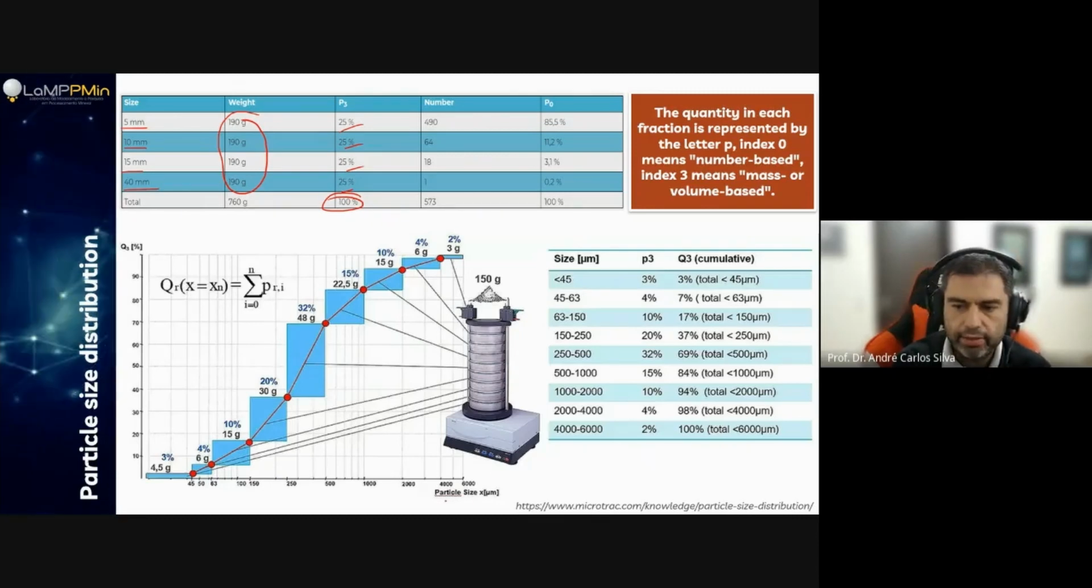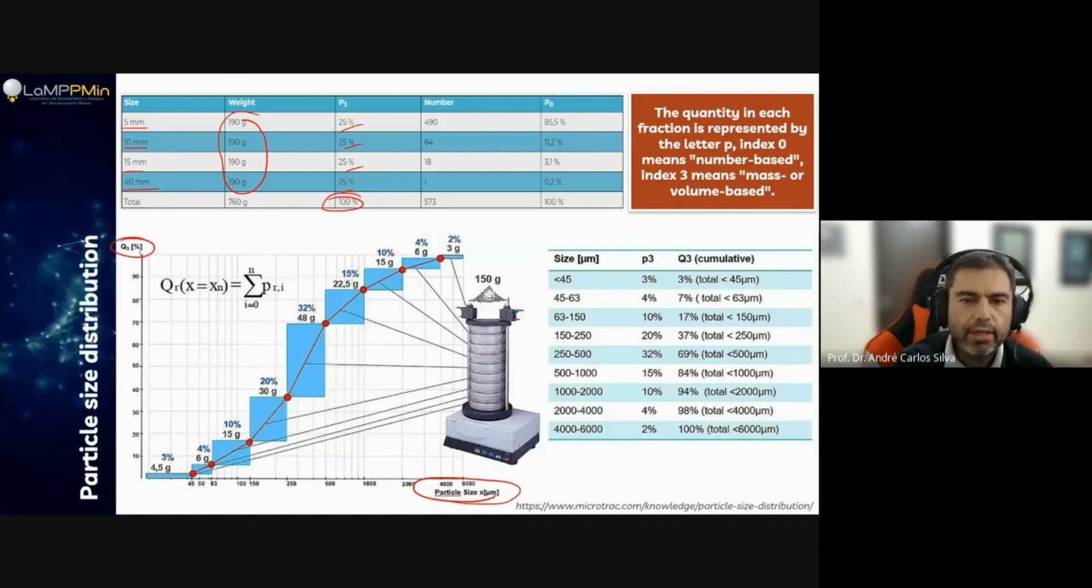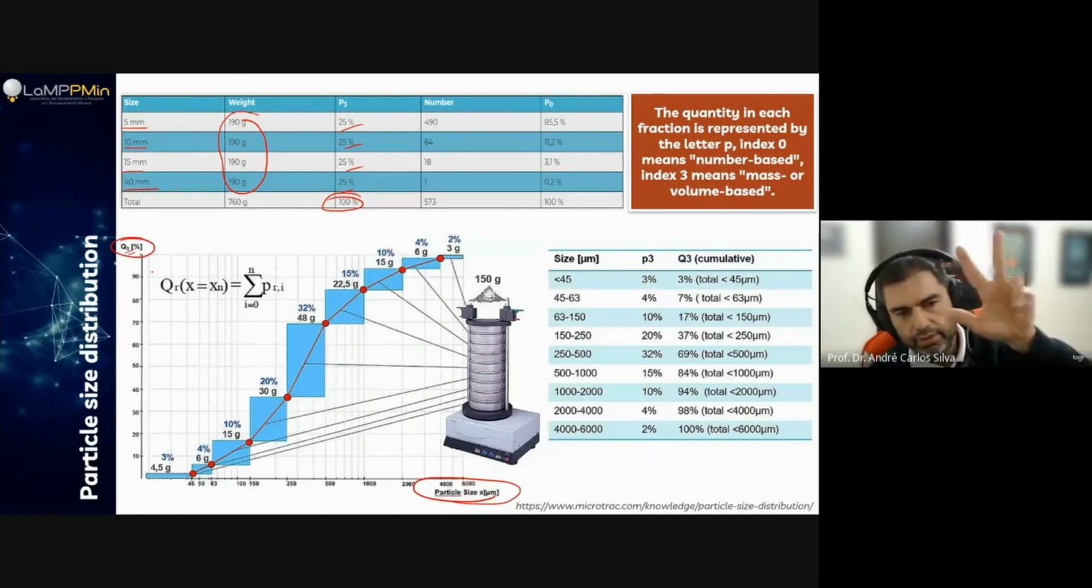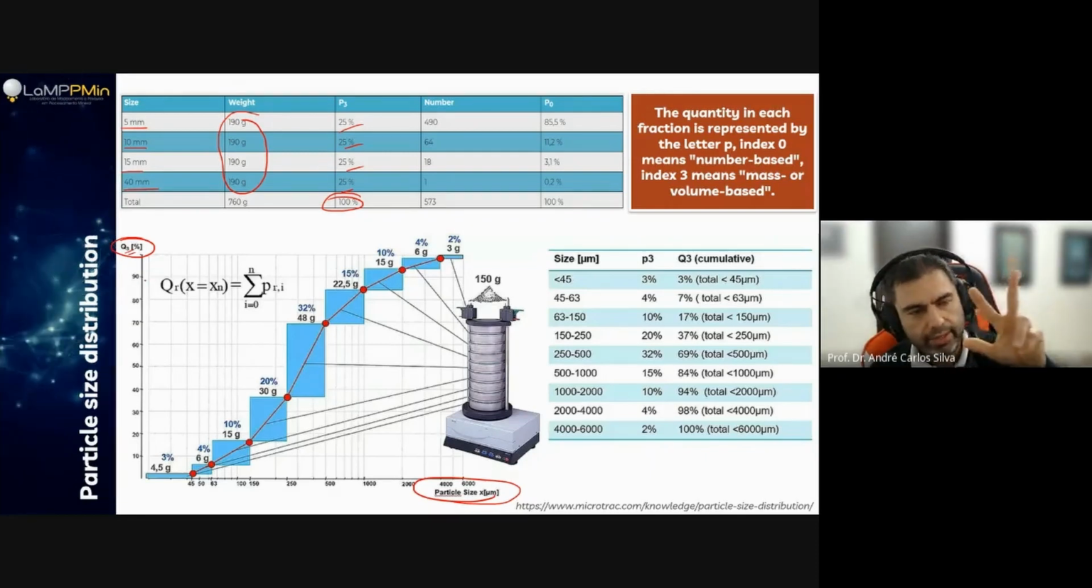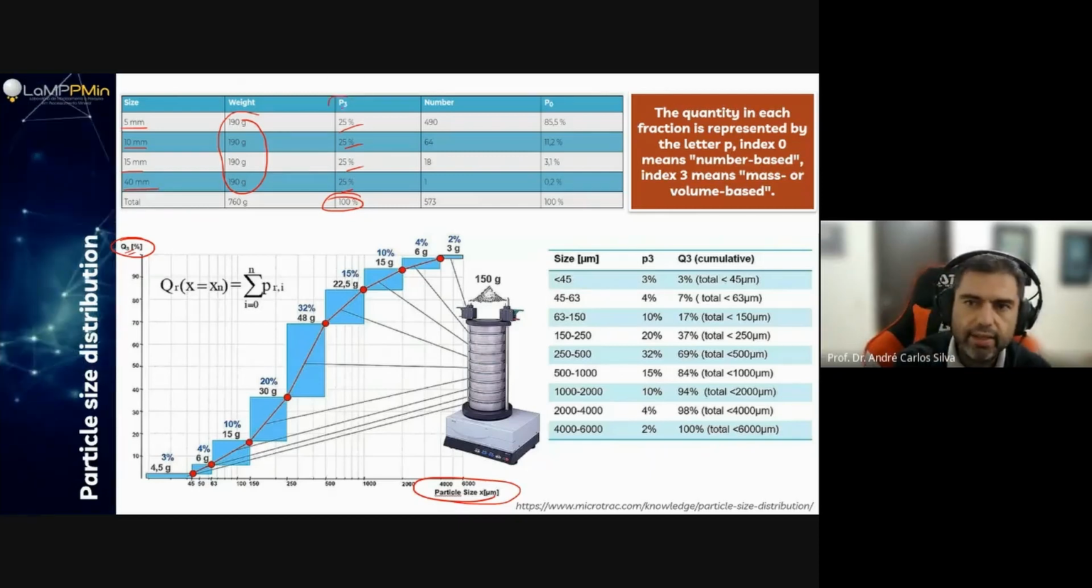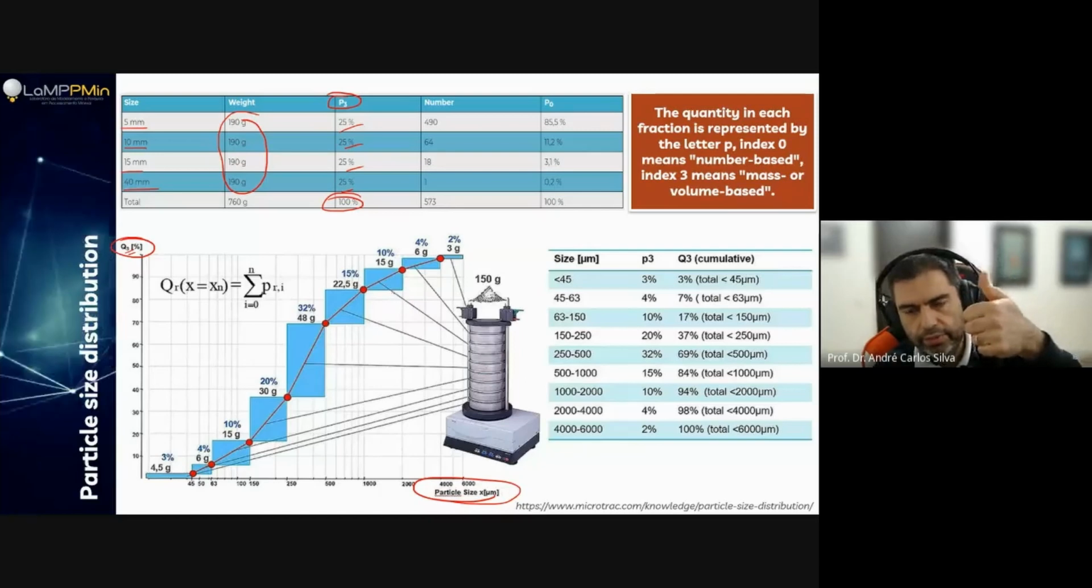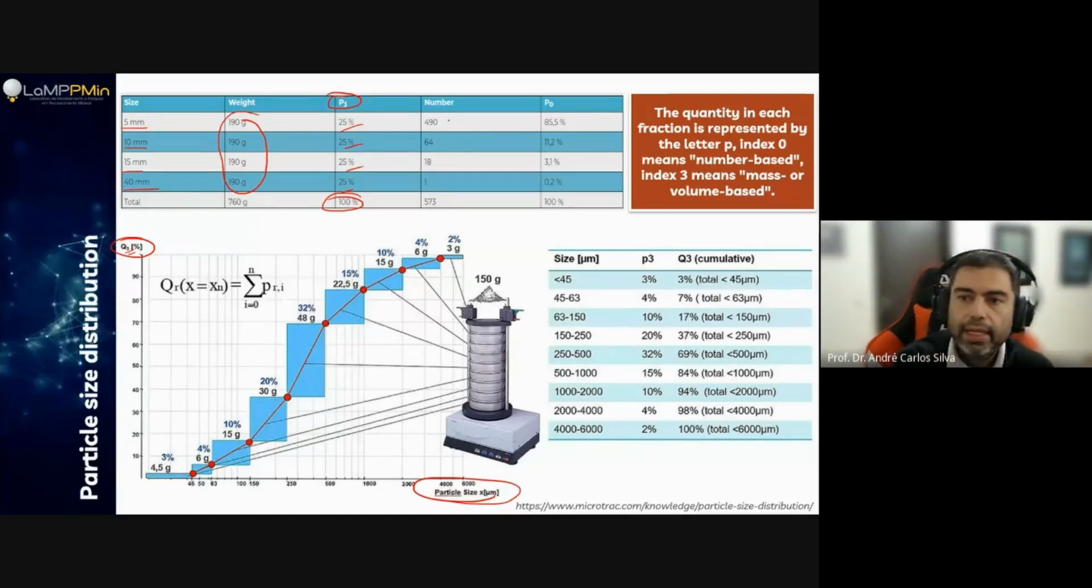That's the particle size in micrometers according to the amount of material. Every time that you see the number 3, it means accumulated percentage. But percentage of what? In this case, mass. So we have one thing over here, mass. But I can go to number.